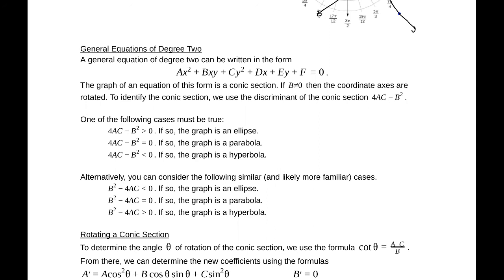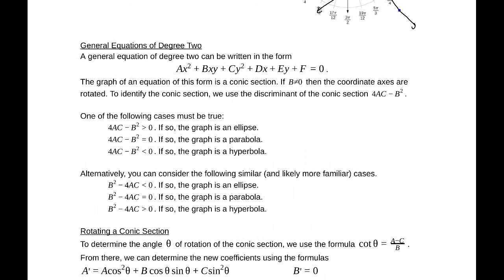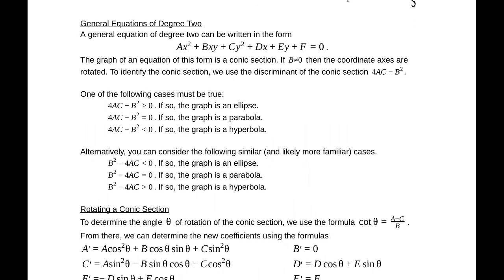The graph of this equation is a conic section. If b is not 0, then the coordinate axes are rotated in some way. To identify it, we use the discriminant of a conic section, 4ac minus b squared. Or alternatively, you can use b squared minus 4ac. Just changes the inequality symbol.